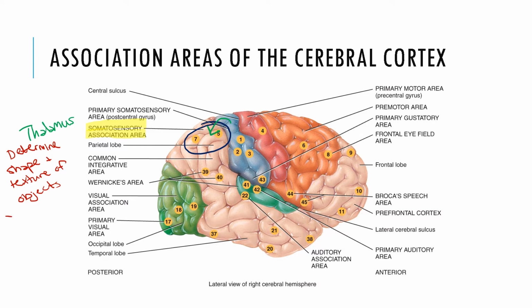We can also add in here memories. And when I say memories of objects, I'm meaning memories of the shapes of objects or the texture of objects, of the specifics of objects.